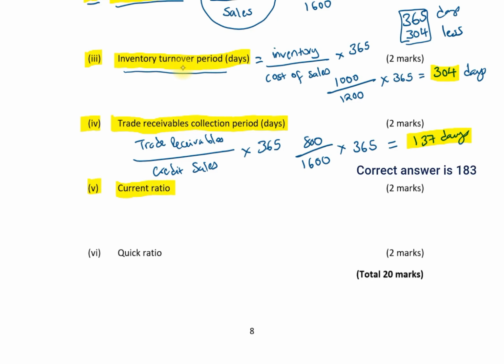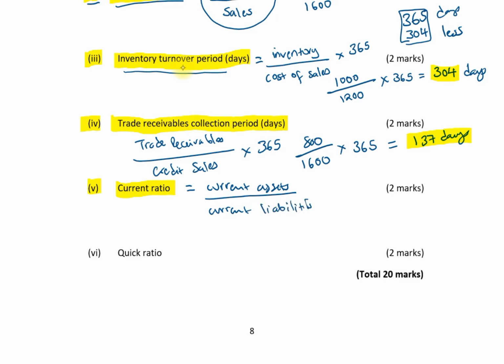Let's proceed and look at 5. Current ratio. So the current ratio is really, you're looking at your assets and your liabilities. How much money or assets do you have against how much liabilities you have? And so the formula is really easy for this one. You look at your current assets divided by current liabilities.